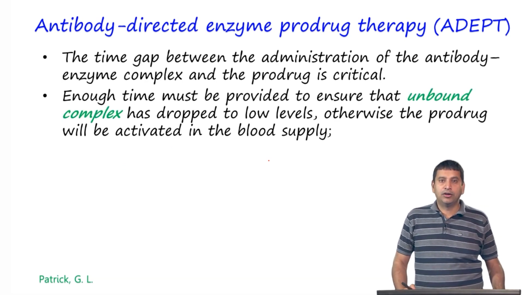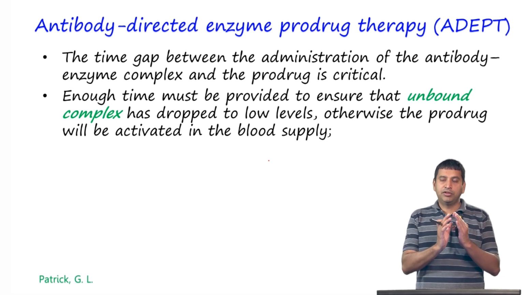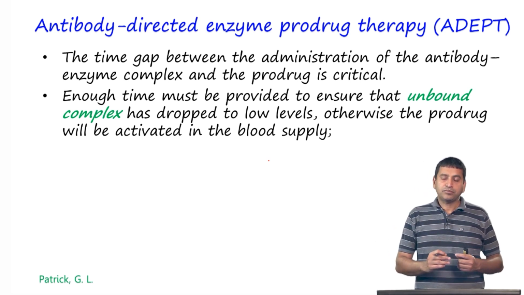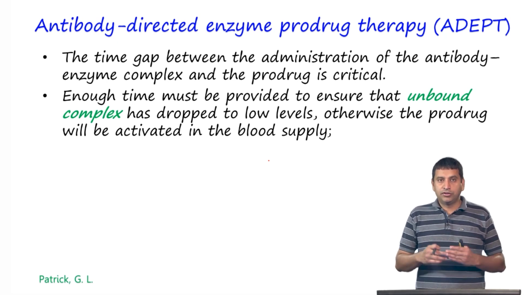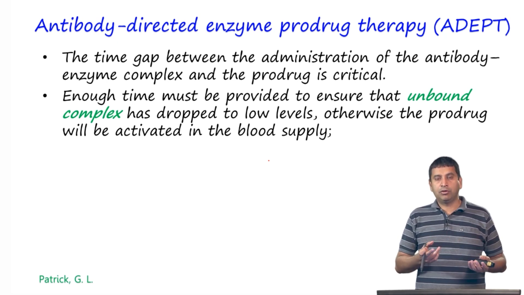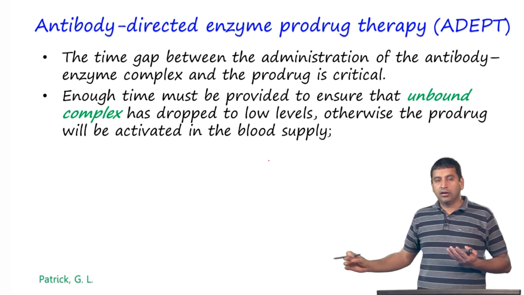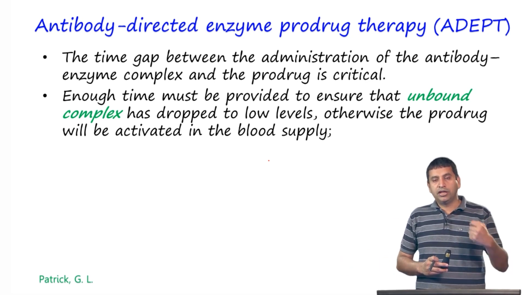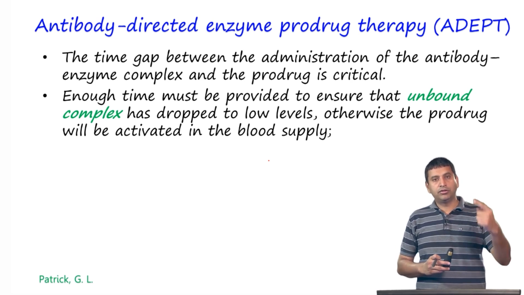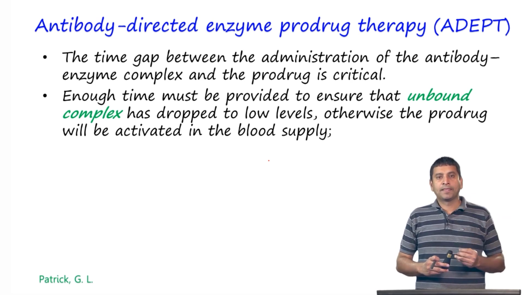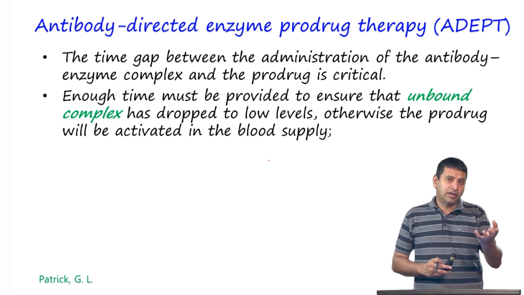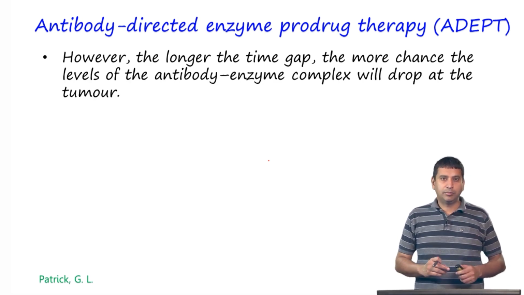Another problem or another aspect of ADEPT is the time that is given between the administration of the antibody enzyme complex and the prodrug. As we discussed, first you would administer the antibody enzyme complex, and this has to go and bind to the tumor. Okay. Now, you also have to make sure that the unbound complex, that is the one that is freely circulating, is actually removed. Otherwise, as soon as you inject or consume the drug, it is going to get activated, and that defeats the purpose of using this therapy.